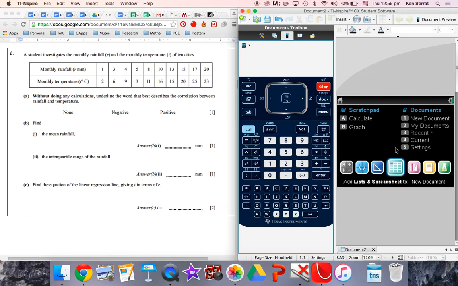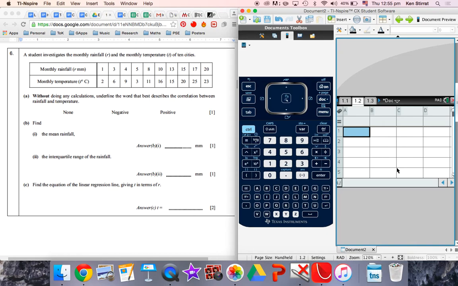Turn the calculator on. We want a spreadsheet. We'll call this R and we'll call this T. And we just feed the values in. 1, 3, 4, 5, 8, 10, 13, 15, 17, 20.